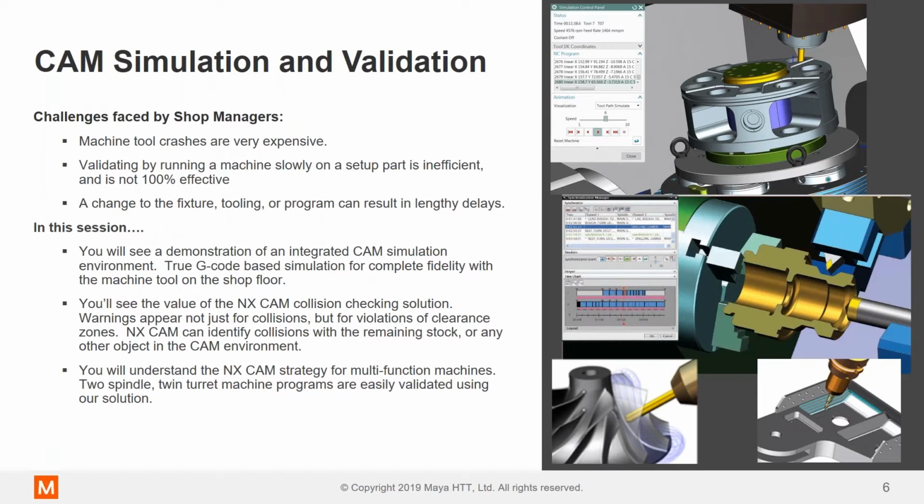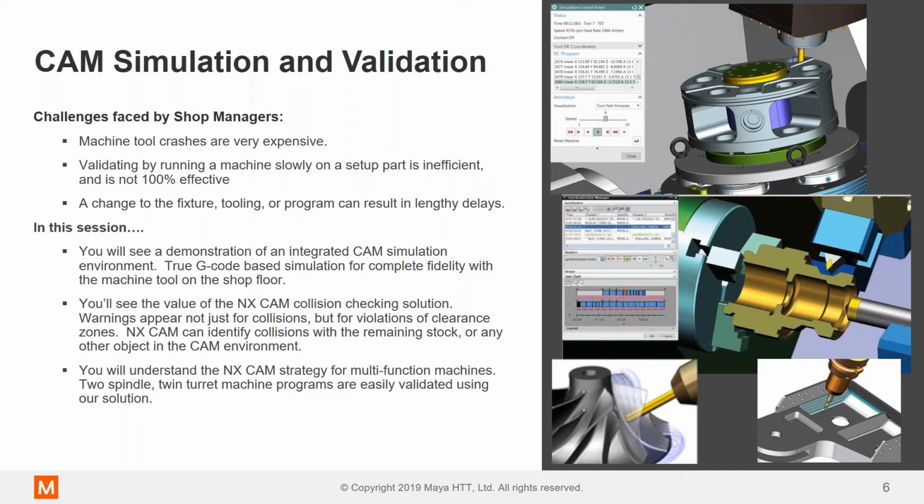So CAM simulation and validation: many of you possibly, if you're in the shop, have used Vericut or tools like that, which are kind of their own application for validation and simulation of G-code. NX has it all integrated in the same environment. Machine tool crashes are really expensive for you. Validating by running a machine slowly on a setup part is inefficient. And changes to the fixture, tooling or program can result in lengthy delays.